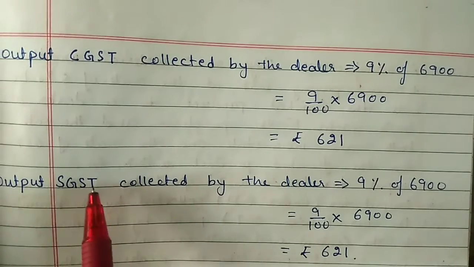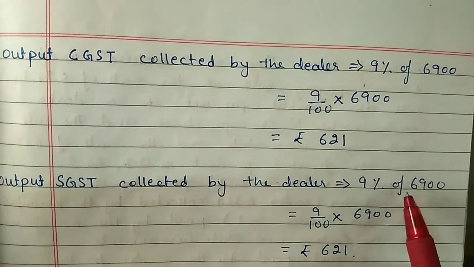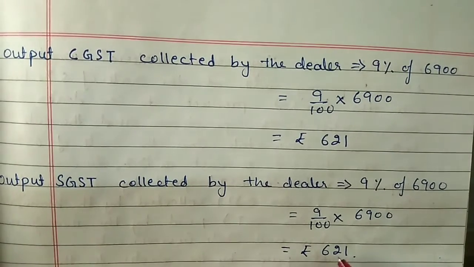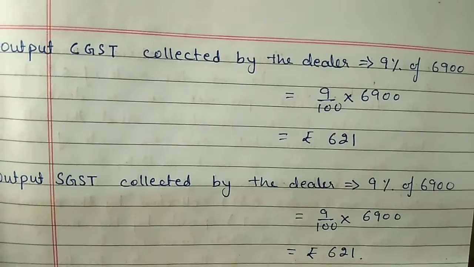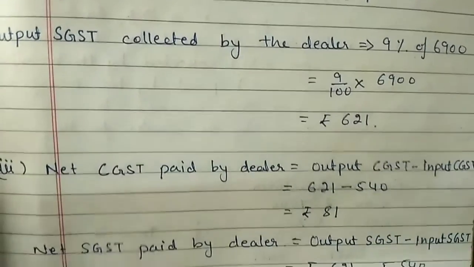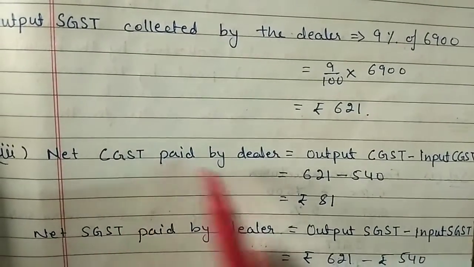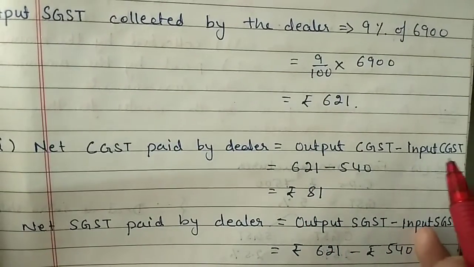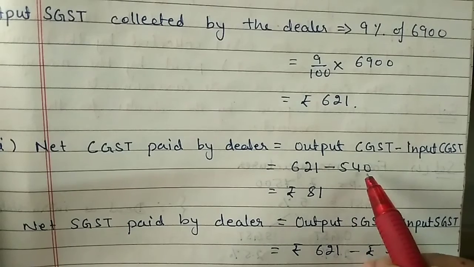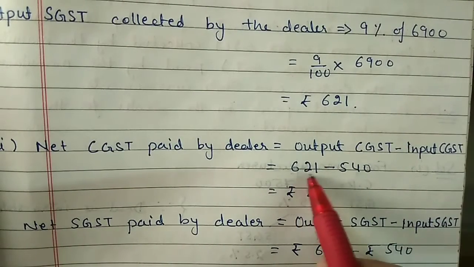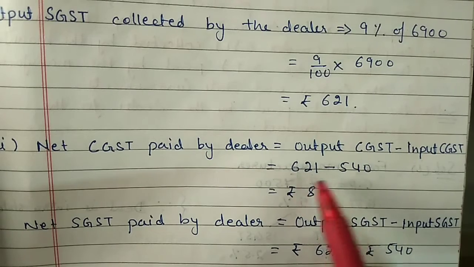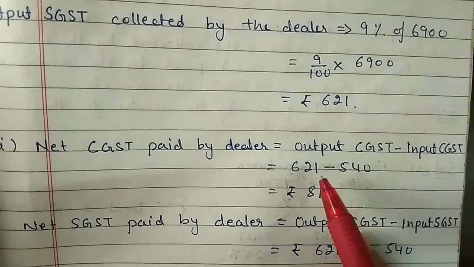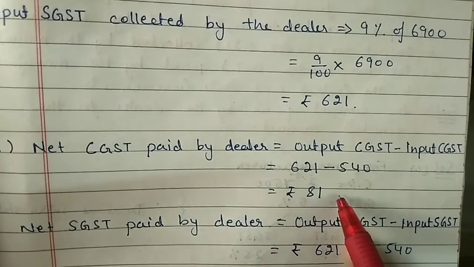Similarly, output SGST collected by the dealer will be 9% of 6,900, 621 rupees. Then we have to find out the net CGST and SGST paid by the dealer. So net CGST paid by dealer will be output CGST minus input CGST. Already dealer has paid 540 rupees. Now he has collected 621 rupees as CGST. So between these two numbers, whatever the difference is, he has to pay again. So now he will pay 81 rupees.